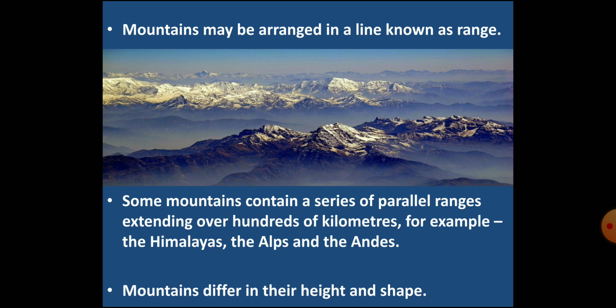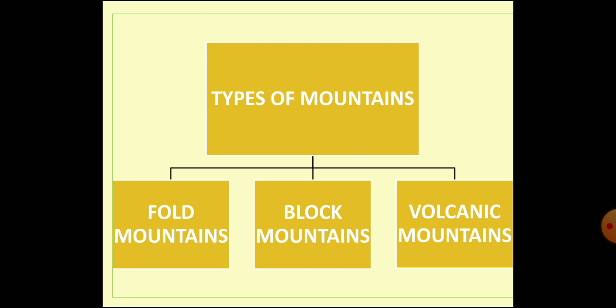Mountains differ in their heights and shapes. Some are very high and some relatively short. Some mountains have pointed peaks while some have rounded tops. Some mountains have steep slopes while some have gentle slopes. Children, now let's learn the types of mountains. So, on the basis of origin, there are three types of mountains: fold mountains, block mountains and the volcanic mountains.